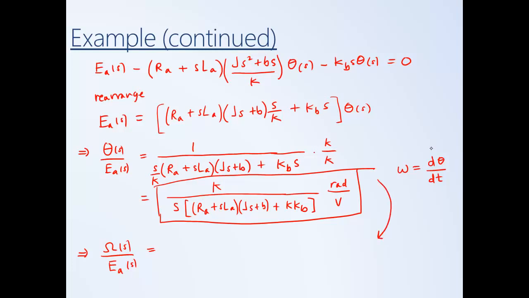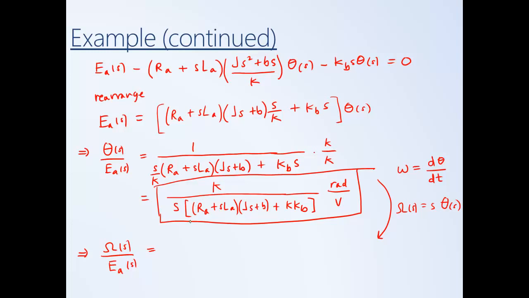So taking the Laplace transform of this, we get omega of s. Here we have a first derivative, which becomes multiplication by s. And so we can see that omega is just s times theta of s.